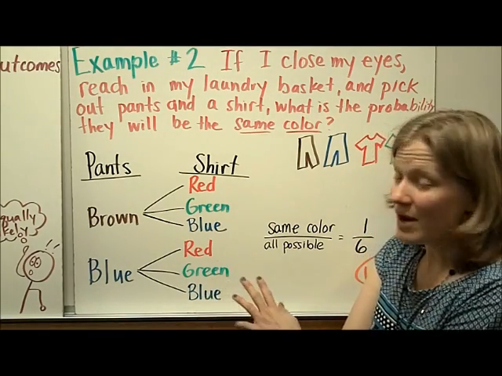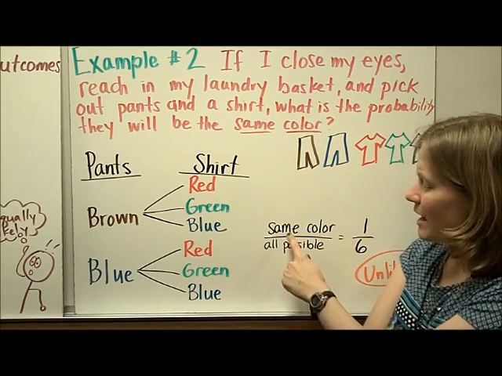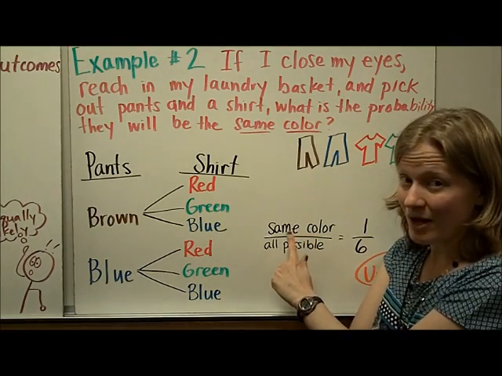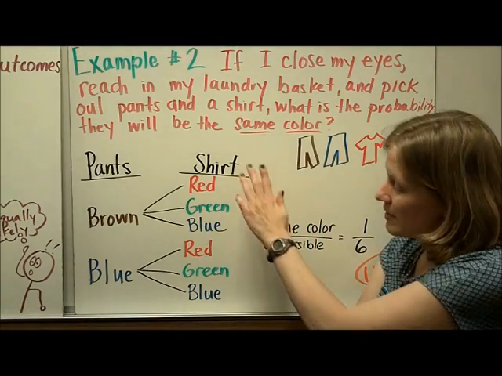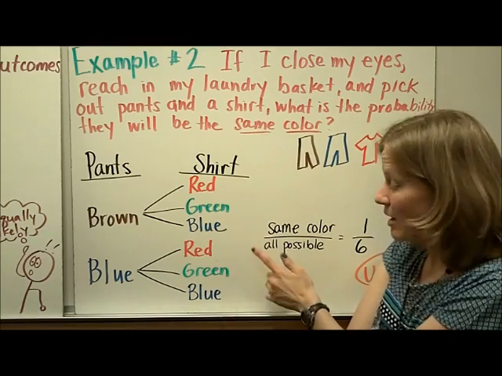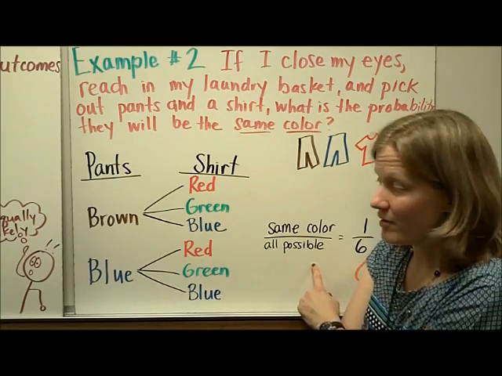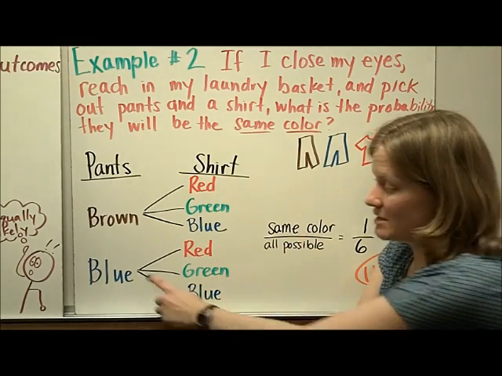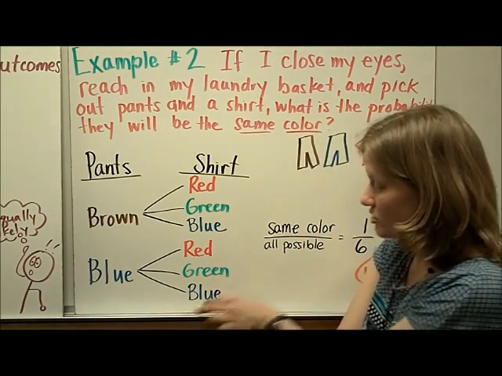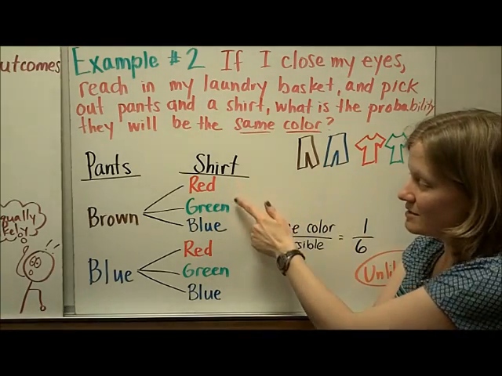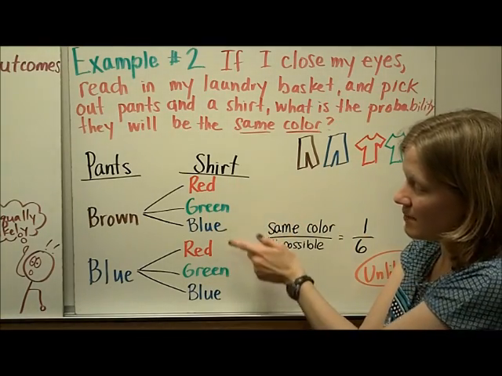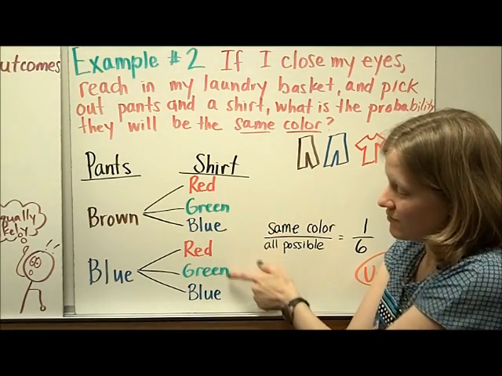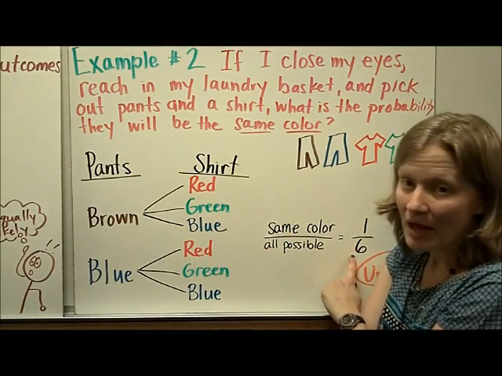Now, in order to find the probability that I'm looking for in my story, I'm going to look for the favorable outcomes, which are combinations where my clothes are the same color out of all the possible outcomes. So I had only one combination where the clothes were the same color. Here it is, blue pants and blue shirt, so I put a 1 on the top. And you can see by counting the last row of this tree diagram that I have 6 different combinations. So there are 6 possible outcomes.